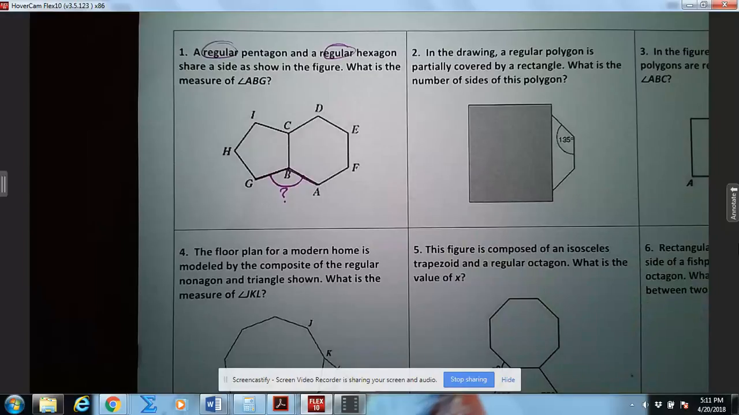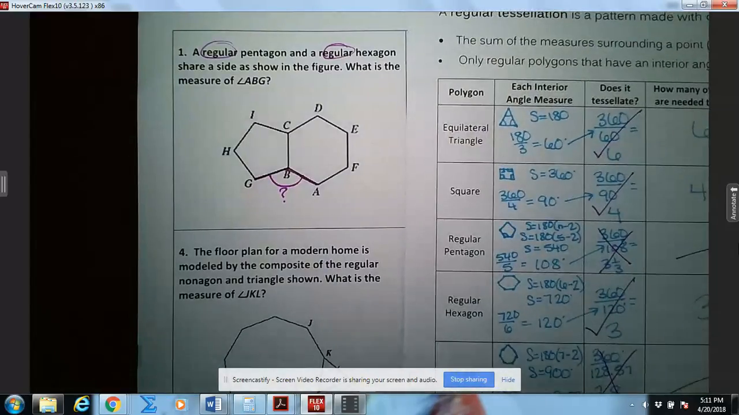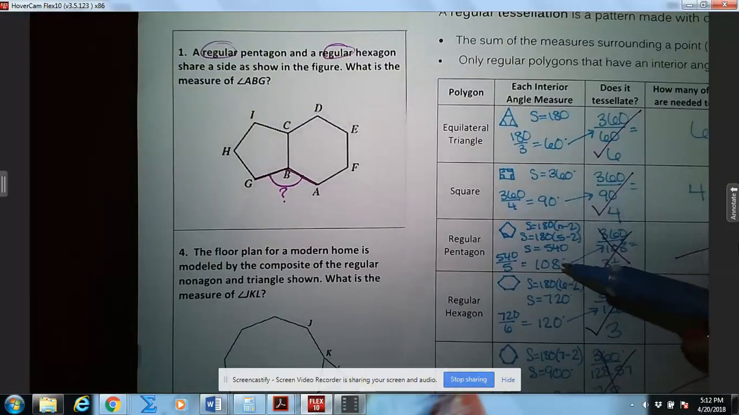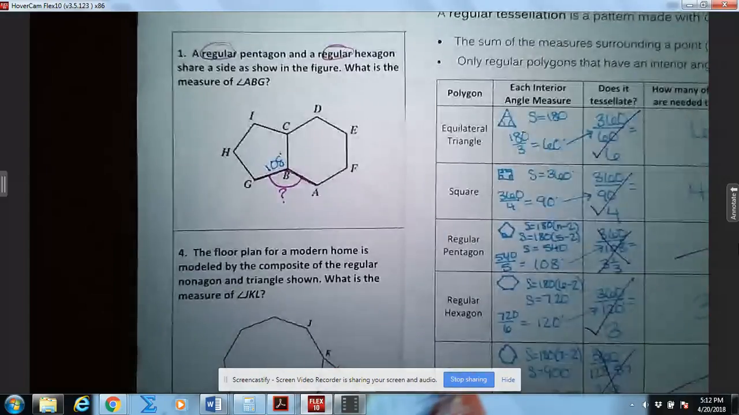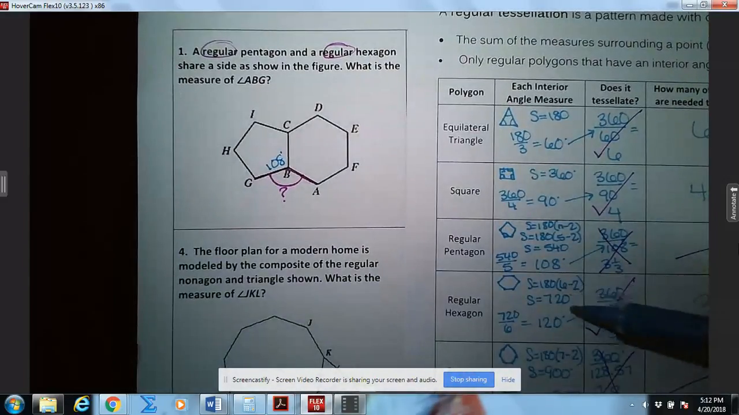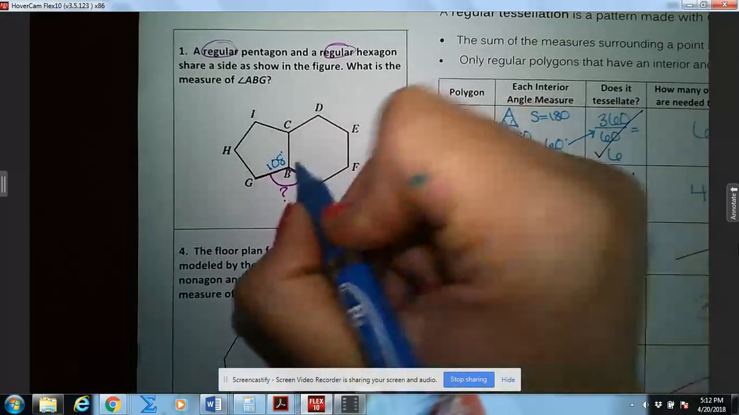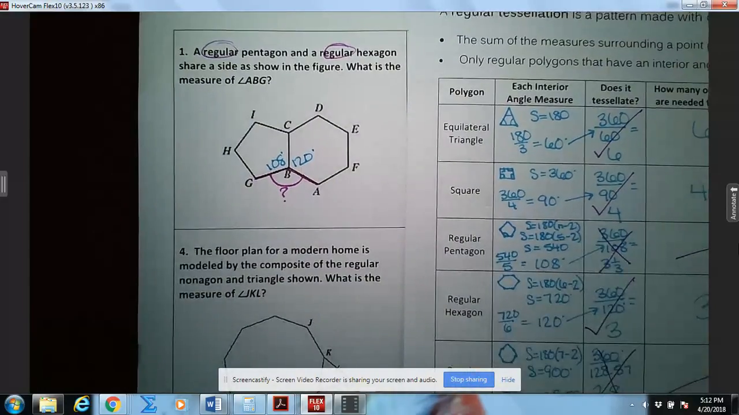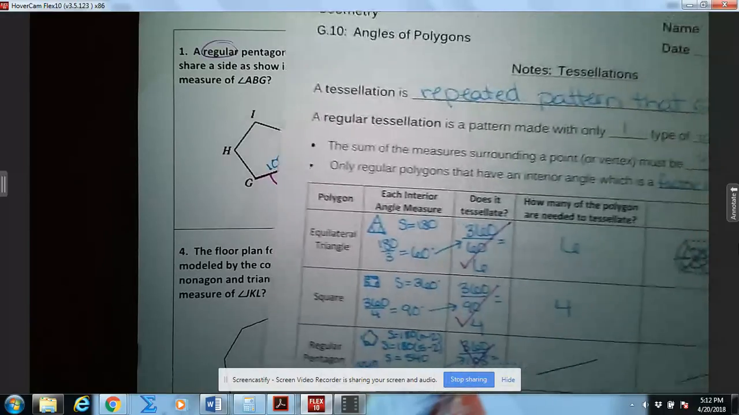Well, we just did all this work on the front, so I'm not going to forget about it. We know that one interior angle measure of a pentagon is 108 degrees. So I'm going to write that in here. We also know that one interior angle measurement of a hexagon is 120 degrees. So I'll write that in here. We also know that a tessellation cannot have any gaps. It has to be a repeated pattern over and over again.